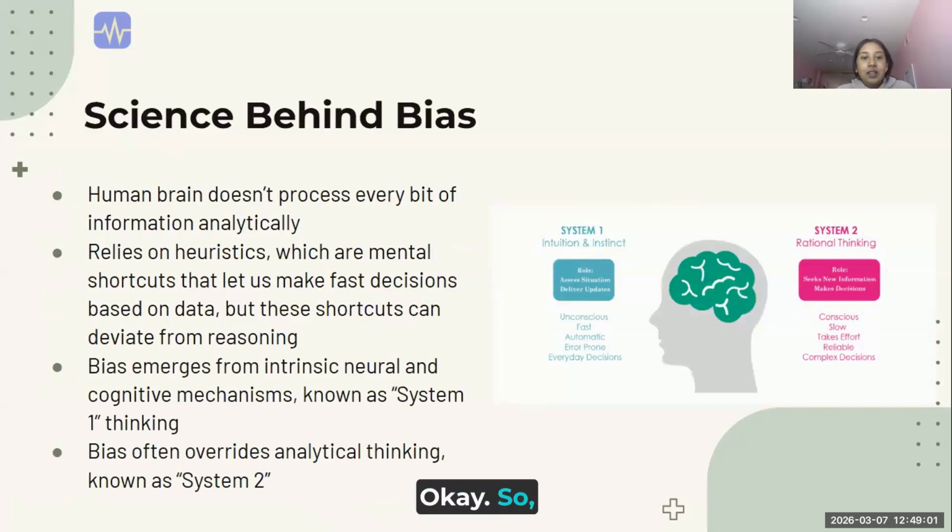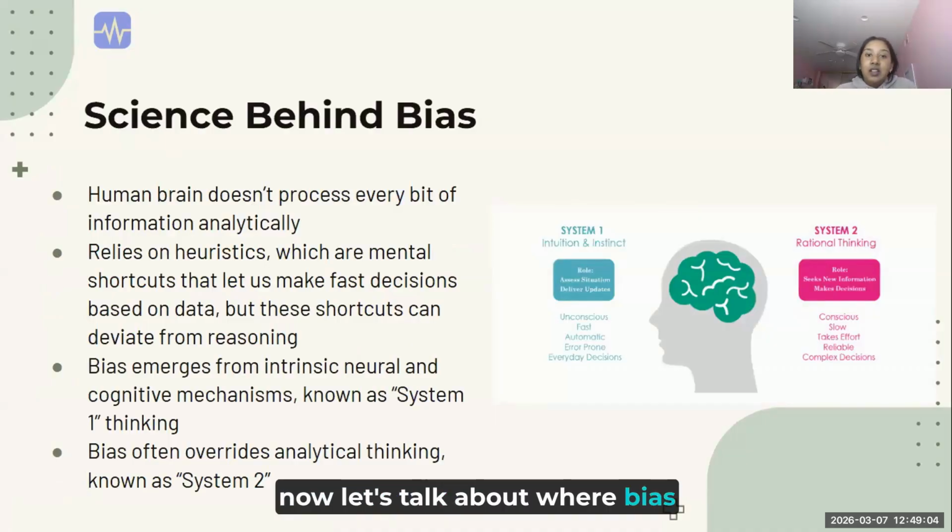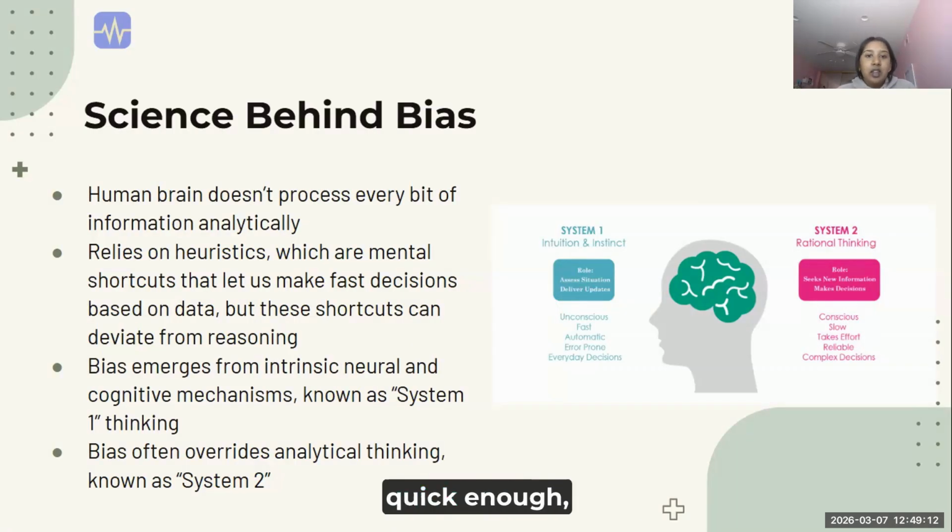Okay, so now let's talk about where bias actually comes from. So the human brain doesn't process every bit of information analytically per se, and if it did, we would never make decisions quick enough, especially in high pressure environments like healthcare. Instead, we rely on heuristics, which are mental shortcuts that help us make rapid decisions, and most of the time, these shortcuts are very helpful, but they can also lead to certain errors.